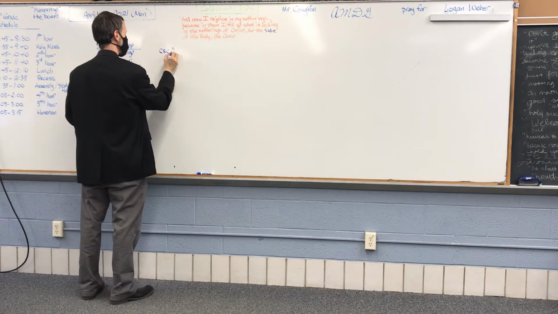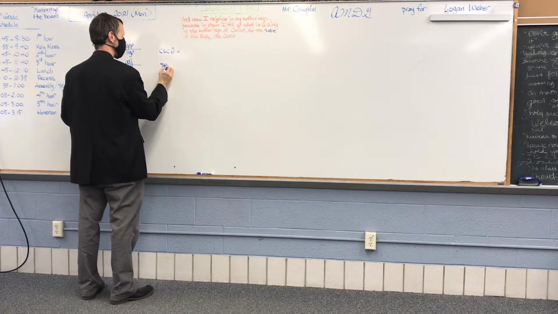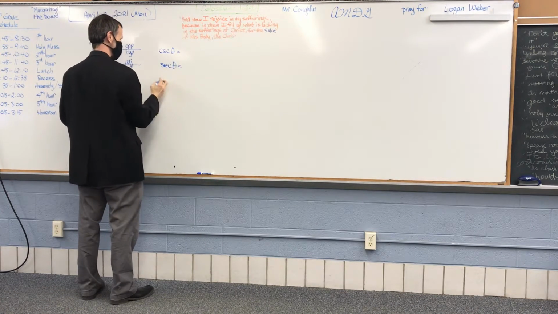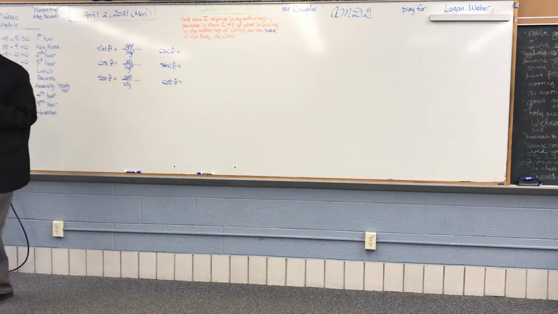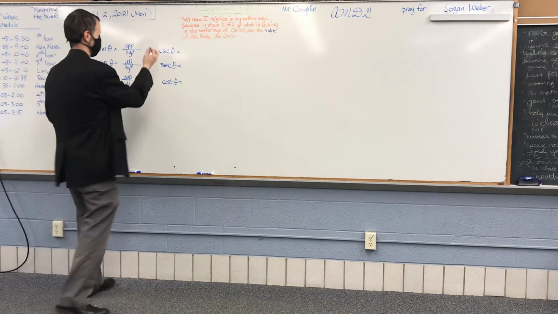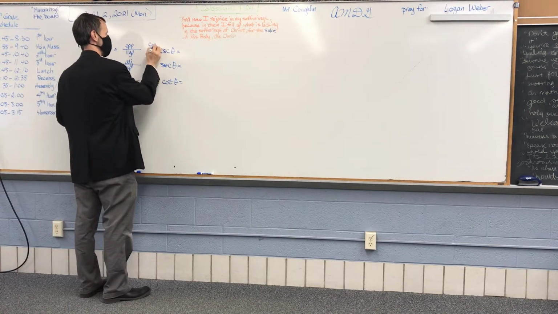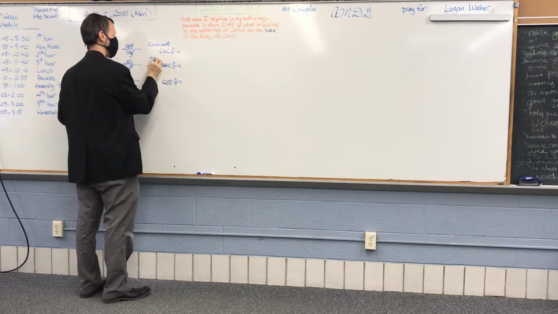Cosecant. What was the next one? Secant of theta, and then what? Cotangent of theta. It's been a while since I've had that. Cosecant, I might as well just write it once. Cosecant, then secant, then cotangent.